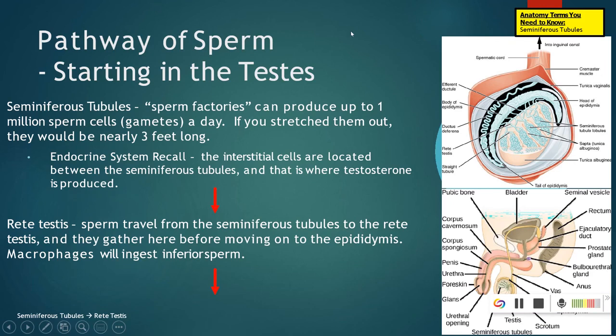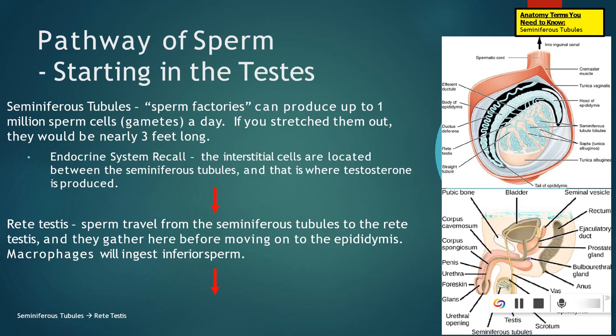So the seminiferous tubules are practically sperm factories. They can produce up to 1 million sperm cells a day. If you stretch them out, they would be nearly 3 feet long. So think of it as like a really, really long tube.